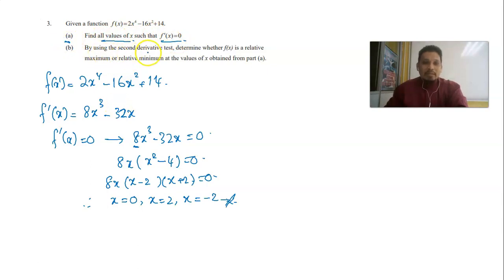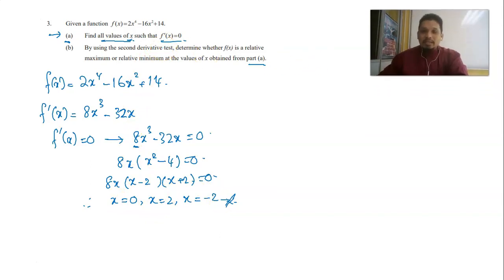Now, by using the second derivative test, determine whether f(x) is a relative maximum or minimum at the values of x obtained from part A. From question A, we already listed down all the values of x, which is 0, 2, and negative 2. We are going to substitute these values into the second derivative test. So here, we are going to differentiate this a second time. f double prime x equal to 3 times 8, 24x squared minus 32. So we have three values of x here.